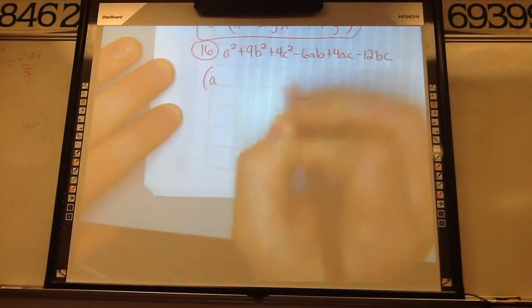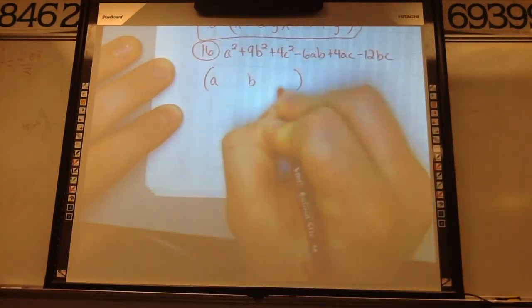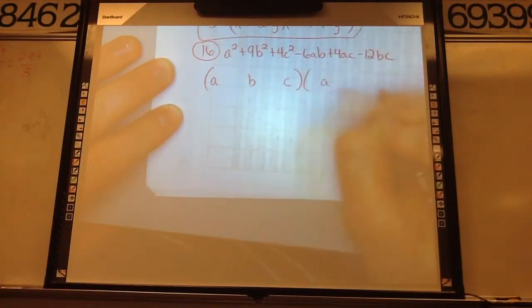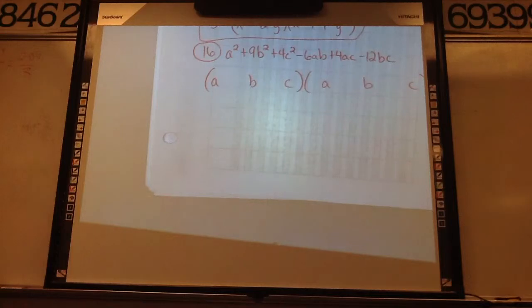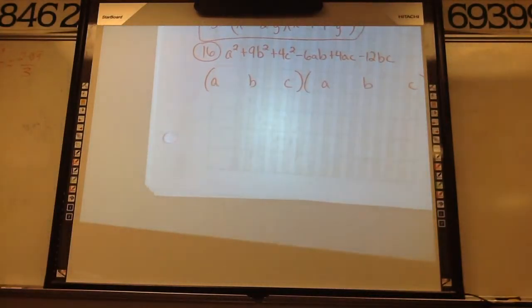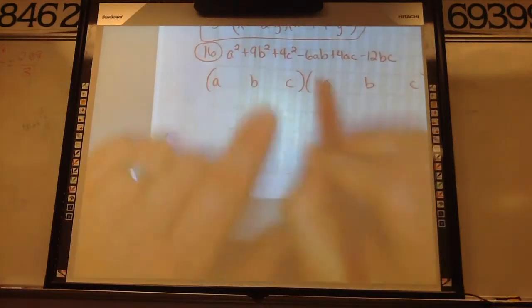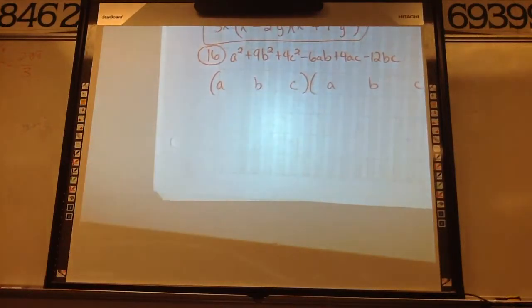We're just going to have A, B, and C, and figure it out. That takes forever though. Well, A and A is A squared, so we got one done. And then C is 2 and 2, probably my first guess. You could do 4 and 1, but let's try 2 and 2.